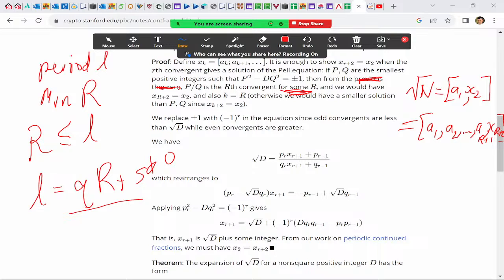I think that's what they're arguing though. No, that's not what they're arguing. They're just saying the period equals R straight away. Yeah, but why? They're not really arguing it.